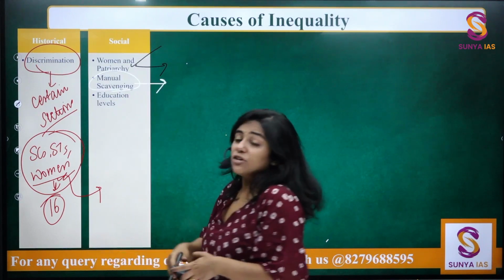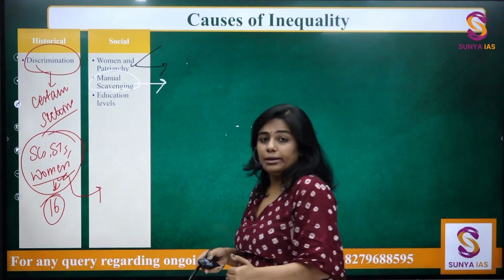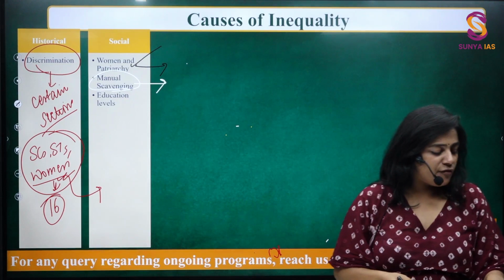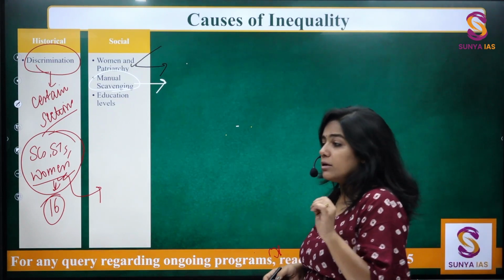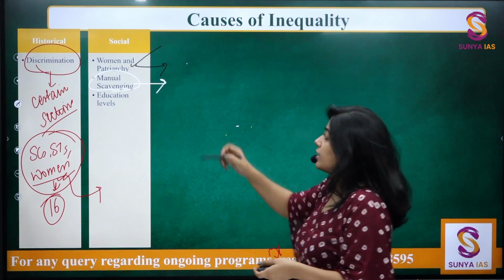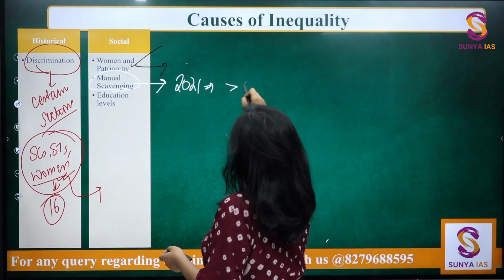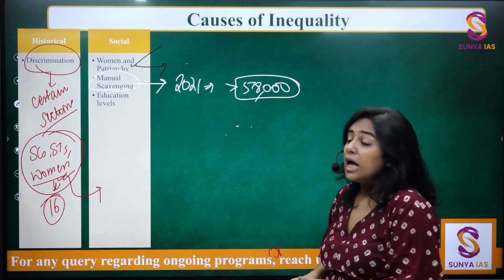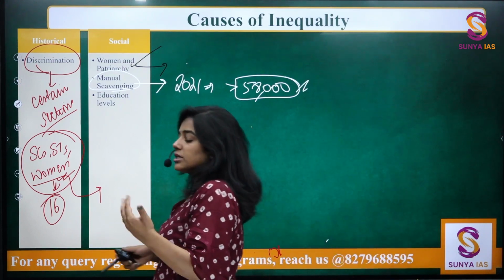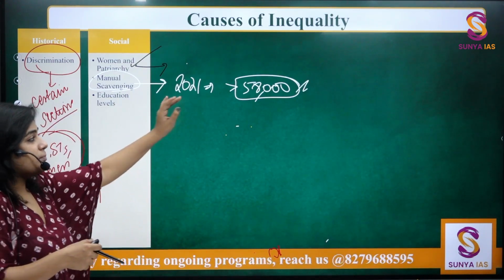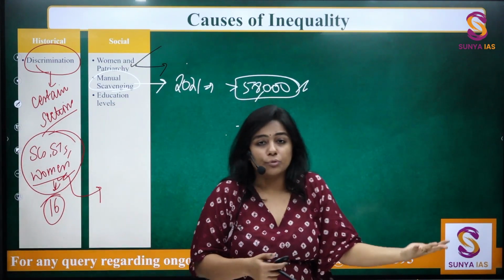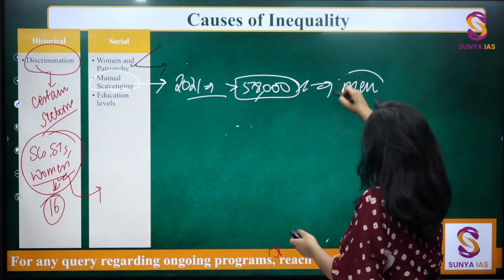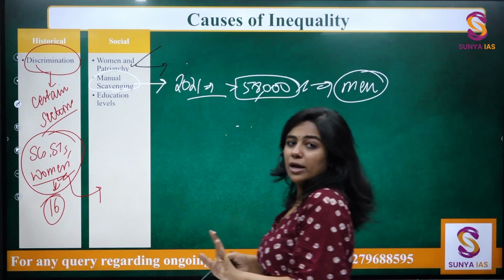Then manual scavenging as a phenomena existing. So that's a social ill. Do you think manual scavengers earn a lot? No. But if we talk about the data provided by the government as of 2021, there are more than 58,000 manual scavengers in the country. Now, when there are 58,000 manual scavengers in the country, these 58,000 people have 58,000 families also. There are people, and of course, manual scavenging is a job that is restricted to men as such. There is hardly any female manual scavenger.